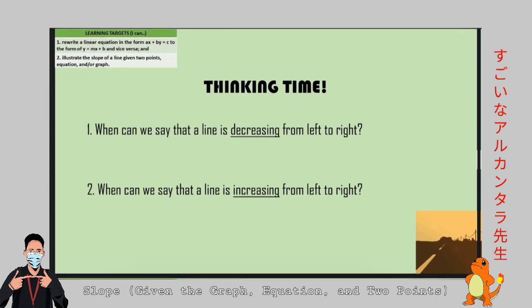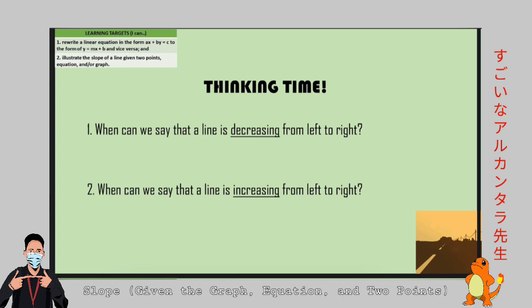So we're being asked, when can we say that a line is decreasing from left to right? There are cases wherein you will say, "Oh, sir, it depends on how the graph looks." That's actually true. But there are times wherein you don't have to solve or count anything or graph at all. Sometimes, given a certain thing, you can already identify if it is increasing or decreasing.